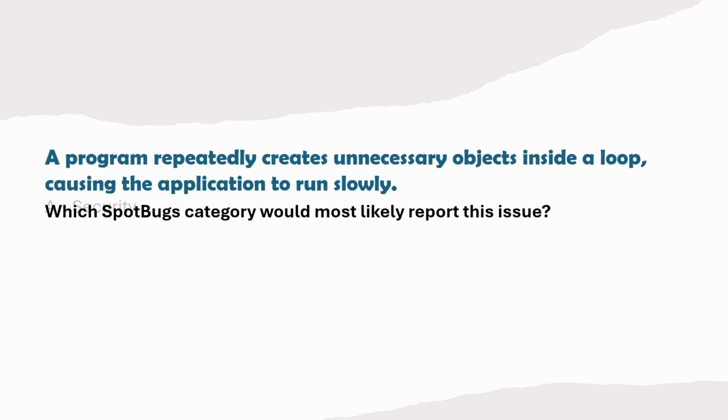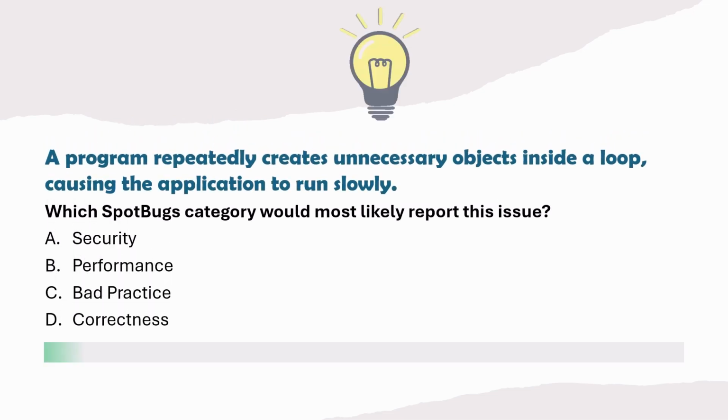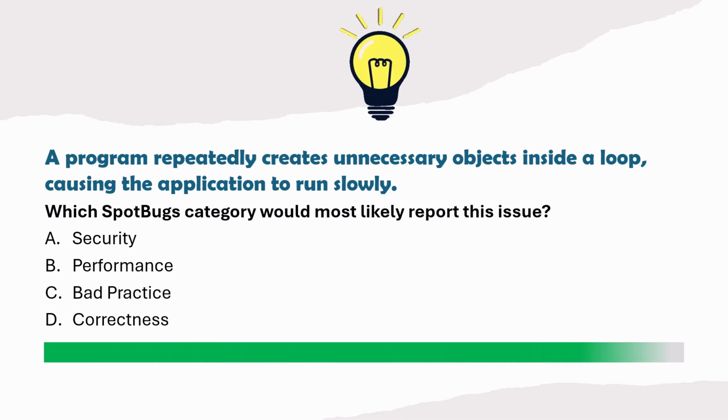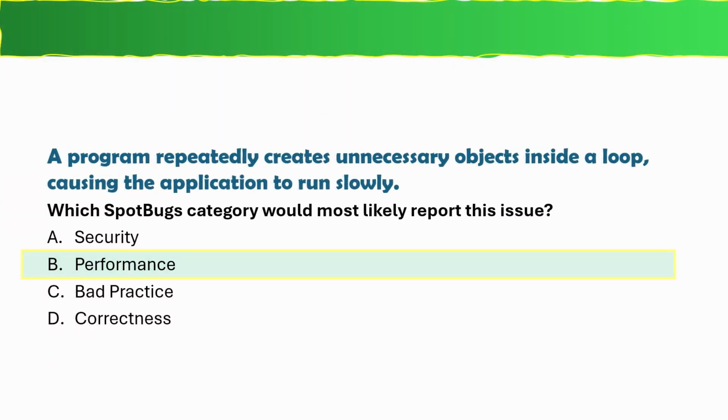Next, a program repeatedly creates unnecessary objects inside a loop, causing the application to run slowly. So which SpotBugs category would detect this issue? The correct answer is performance. The unnecessary object creation wastes the memory and CPU resources, making the application less efficient. SpotBugs classifies these issues under the performance category.